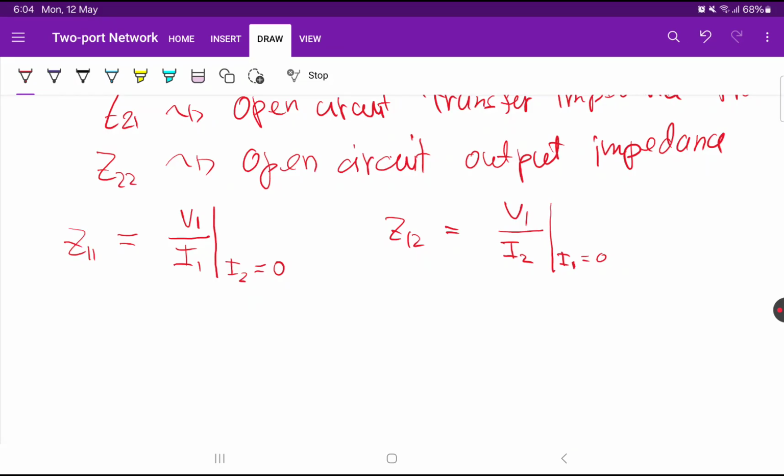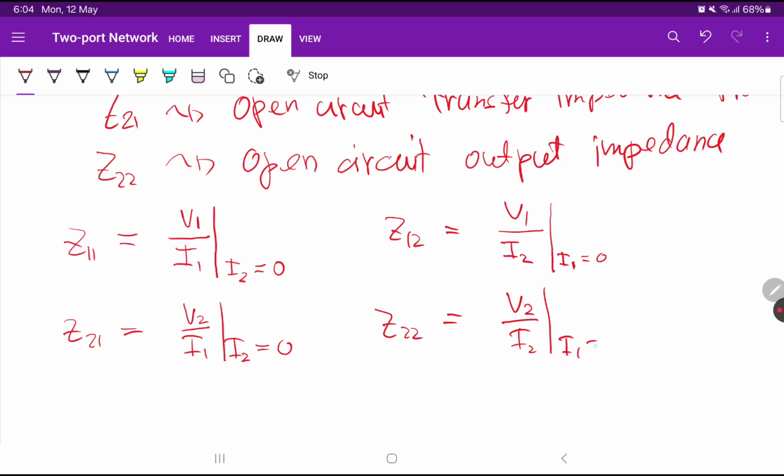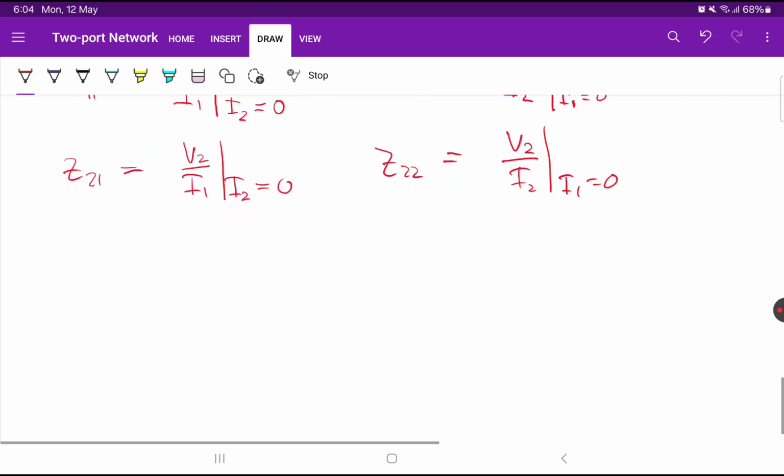Next, for Z21. Based on the pattern, this will be V2 divided by I1. Then there's an I1 there. Let's make I2 equal to 0. Then for Z22, same thing, V2 over I2, but this time I1 will be equal to 0. So these are the formulas that we'll be using to solve for the Z parameters.